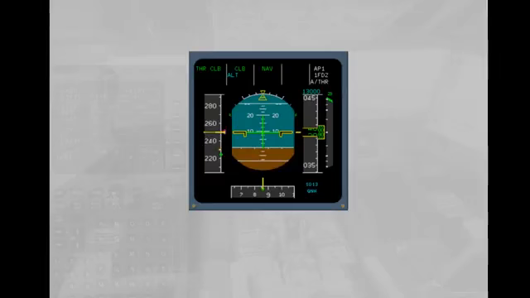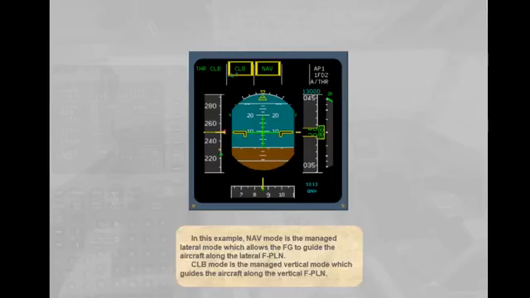In this example, navigation mode is the managed lateral mode, which allows the FG to guide the aircraft along the lateral flight plan. Climb mode is the managed vertical mode, which guides the aircraft along the vertical flight plan.